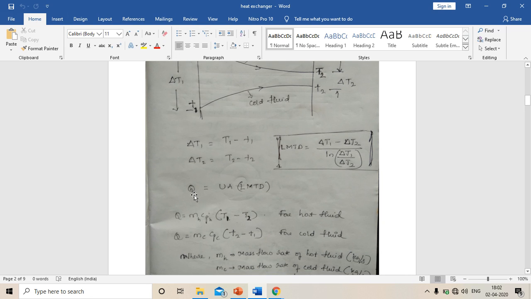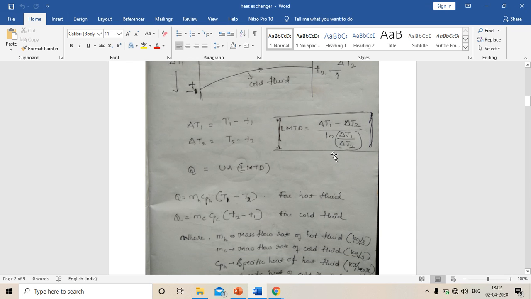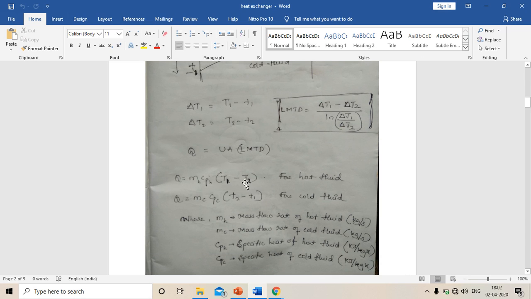This is the formula to find out heat transfer rate Q, with overall heat transfer coefficient U, surface area A of inner tube, and LMTD. Q equal to U into A into LMTD. This LMTD we find with the help of this formula: LMTD equal to delta T1 minus delta T2 divided by ln of delta T1 by delta T2. Here the delta T1 and delta T2 I already explained. Delta T1 equal to capital T1 minus small t1. Delta T2 equal to capital T2 minus small t2.